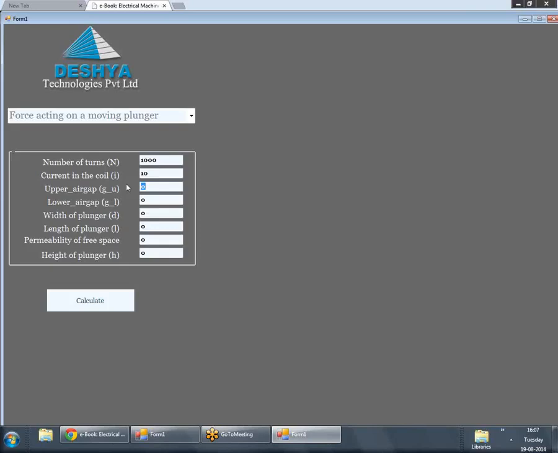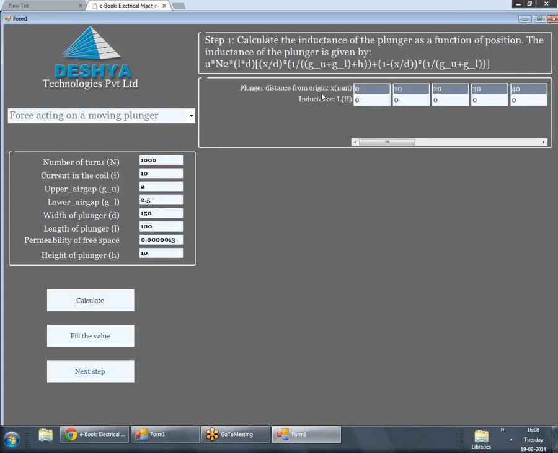Details of this are given in the instructor manual of our entire course package. I have 2 air gaps and I feed their values. All the values are in millimeters. Then the width of the plunger, 150, and then the length of the plunger, let's say 100, and then the permeability of free space, which I'll just approximate. Then the height of the plunger, again 10 millimeters, and then we press calculate. Here in the first row we have the position of the plunger.